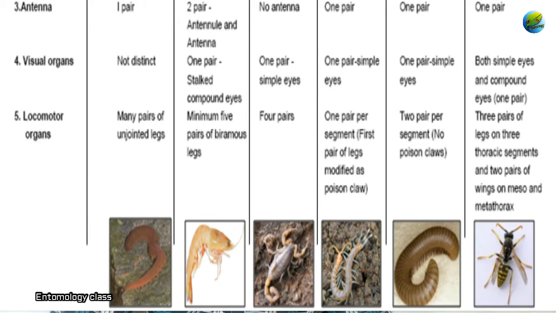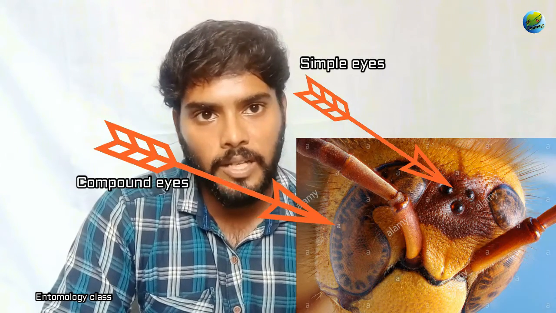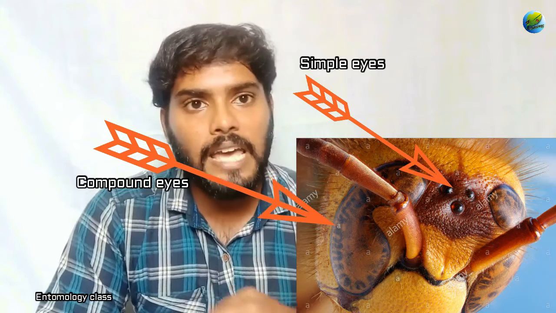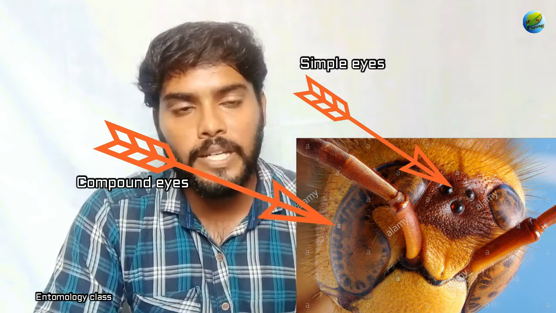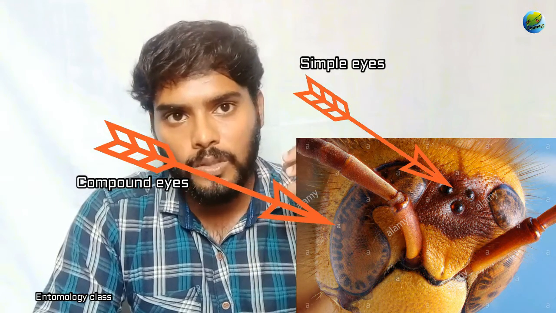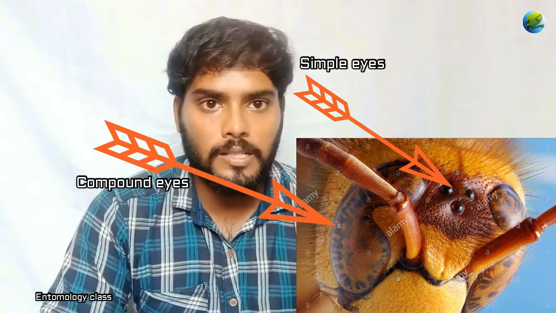And when we see the visual organs, in case of Onychophora it is not distinct. In case of insects, it is having two kinds of visual organs, especially eyes, that are called the simple eyes and the compound eyes. Simple eyes means it is having only one lens through which the insect sees, and the compound eye means it is having numerous lenses collecting the information, which will be interpreted. We will be seeing about the insect eyes and the visual organs in the coming classes.